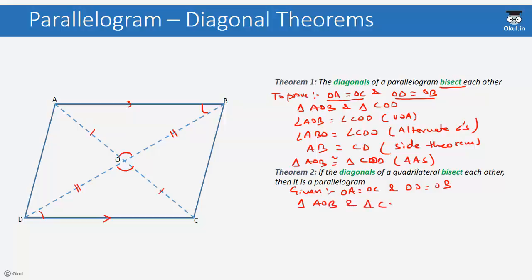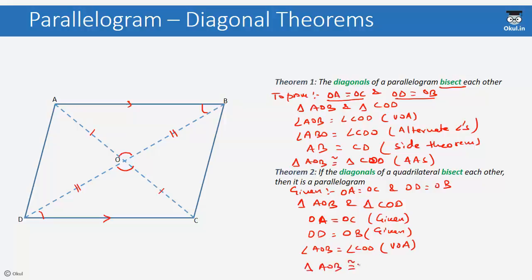and triangle COD, I can say that OA is equal to OC because it's given. Also, OD is equal to OB. It is again given. And angle AOB is equal to angle COD because these are a pair of vertically opposite angles. So by SAS congruence rule, I can say that triangle AOB is congruent to triangle COD by SAS rule.